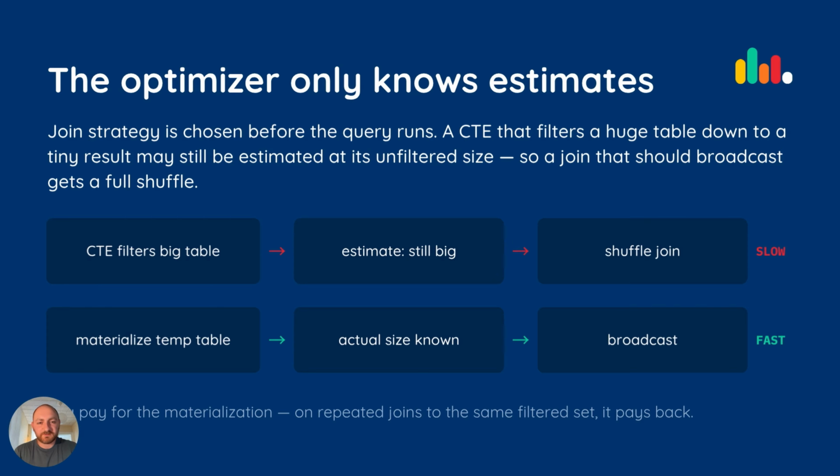This is why materializing an intermediate result to a temporary table sometimes produces a better plan. You are not changing the data, you are giving the optimizer accurate information. BigQuery now knows the table is small and broadcasts it cleanly. You pay for the materialization, so it's a trade-off. But when you join that same filtered set repeatedly, it pays back.